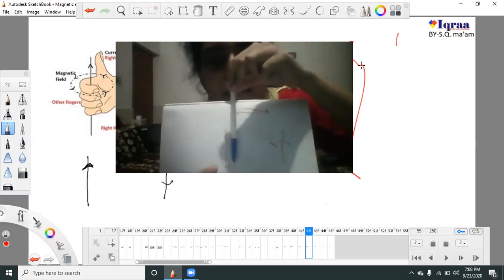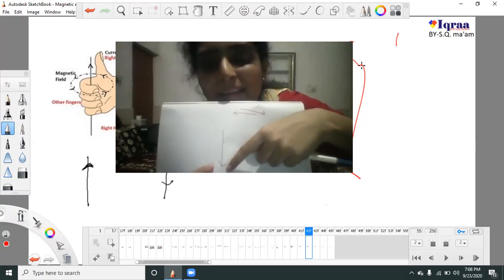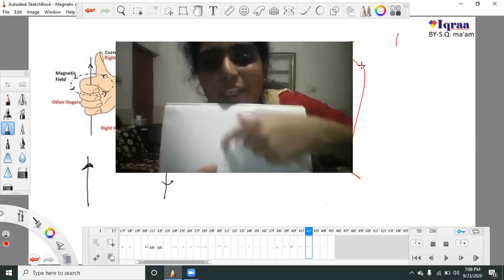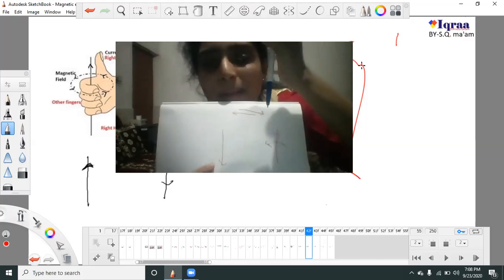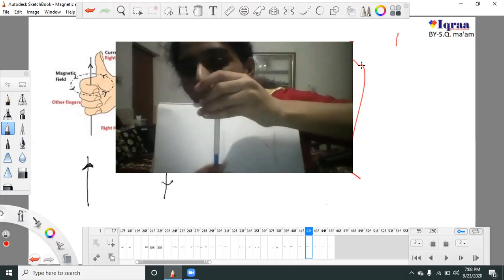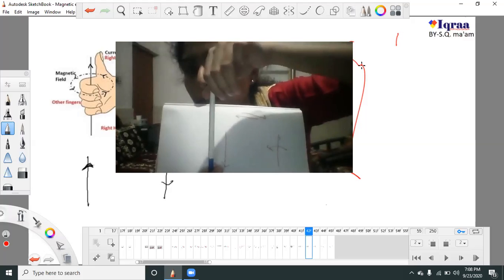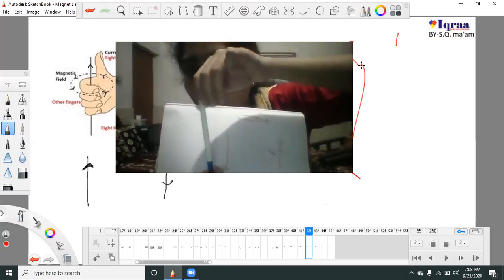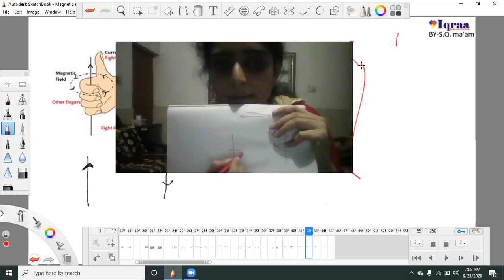I'm using this nib for the downwards part, because this arrow indicates that this is the direction of electric current. So I am placing my nib towards the direction of electric current. I'm opening this, and I'm closing this. This is my direction of closing. So my direction of closing is here.